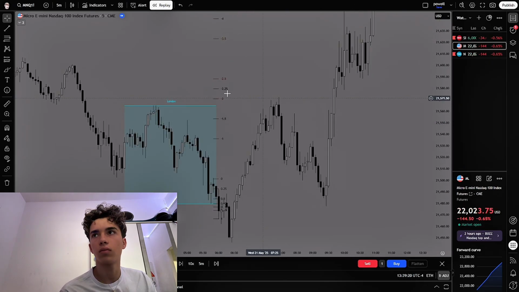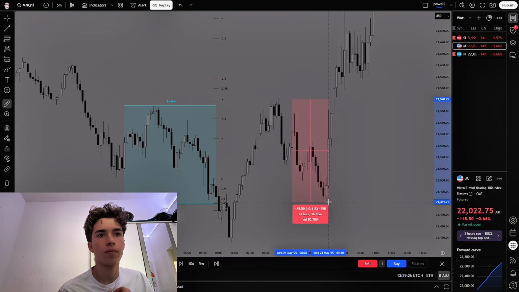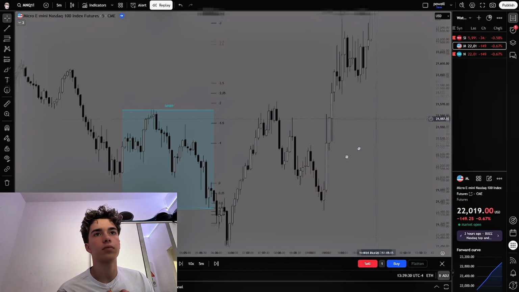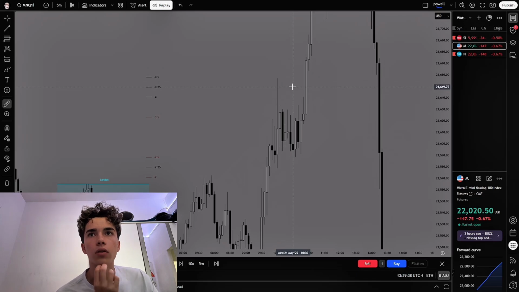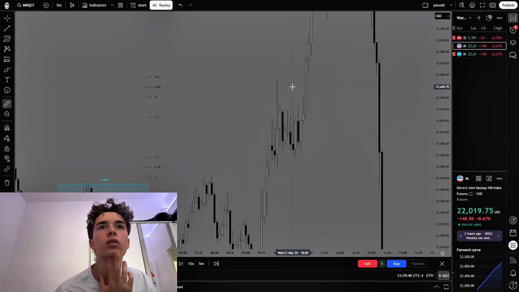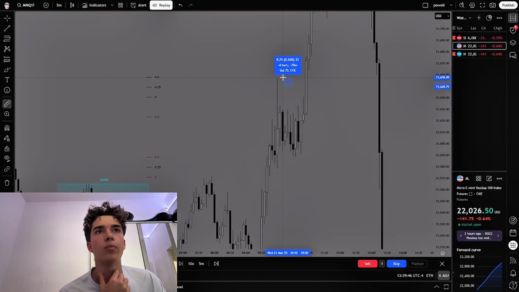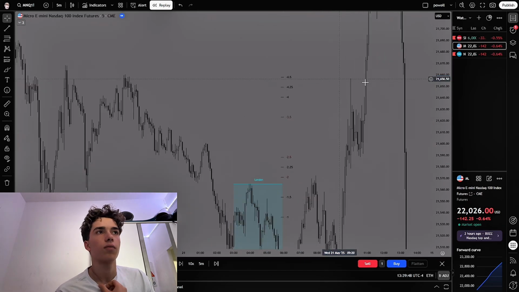-2, basically no drawdown, as you can see. 2 point of drawdown and 100 point of TP. 4.5, same thing. No, 4.25, sorry. 60 point of TP and either 10 point of stop loss.